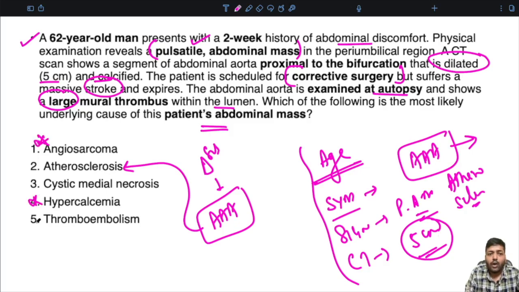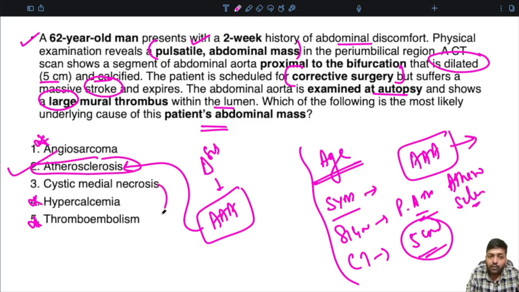Other options are there like angiosarcoma, they will not fit. Hypercalcemia, no, will not have this symptom. Thromboembolism, see over here there is a pulsatile abdominal mass. So thromboembolism is there, but it is not the first cause. The underlying cause is the abdominal aneurysm secondary to atherosclerosis. This is the correct answer that we have to know.